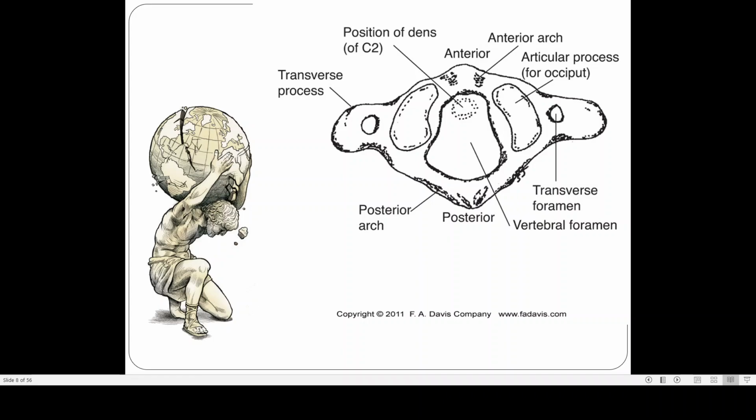The atlas is our C1, and the joint between the occipital bone and C1 is the atlanto-occipital joint. You can see here, posterior and anterior really look similar. We do have the transverse process, but we do not have a spinous process.